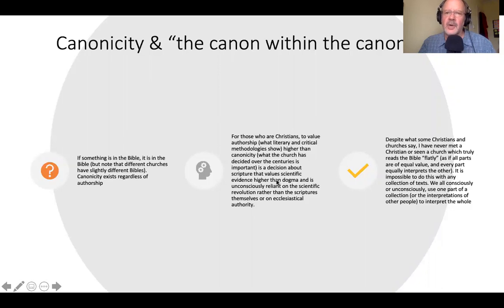Secondly, for those who are Christians, to value authorship, what literary and critical methodologies show, higher than canonicity, is a decision about Scripture that values scientific evidence higher than dogma. And it's unconsciously reliant on the scientific revolution rather than the Scriptures themselves. So I'm just going to say, to privilege the critical methodology in terms of faith is its own problem sometimes. But I do feel that biblical studies as a critical discipline can give us information that may be helpful to those within faith communities.